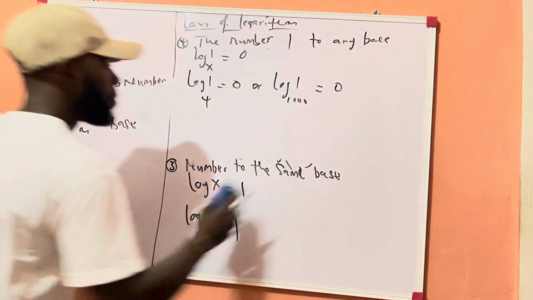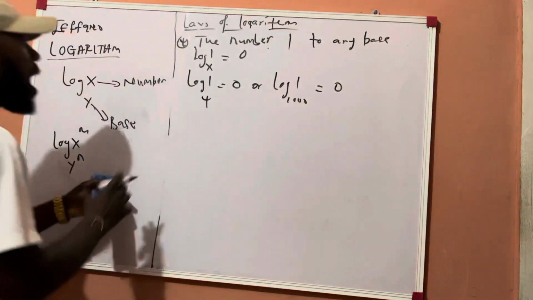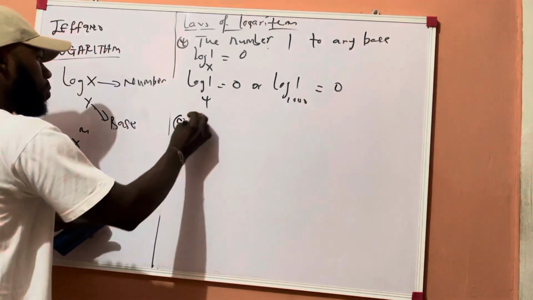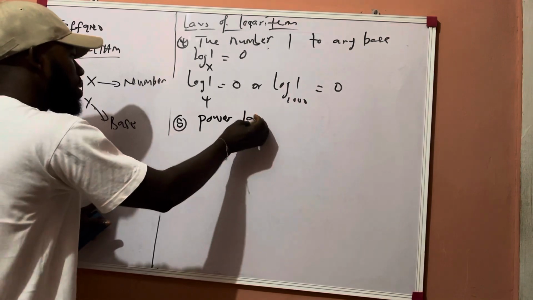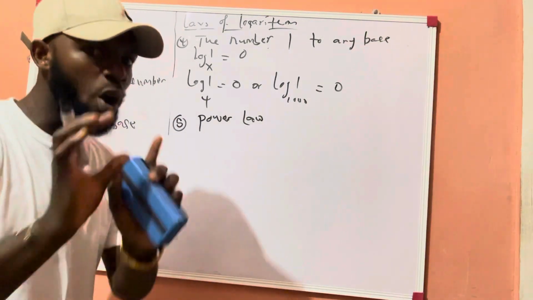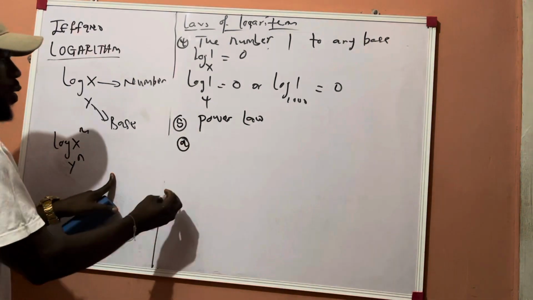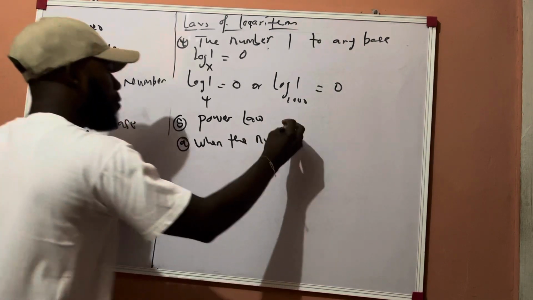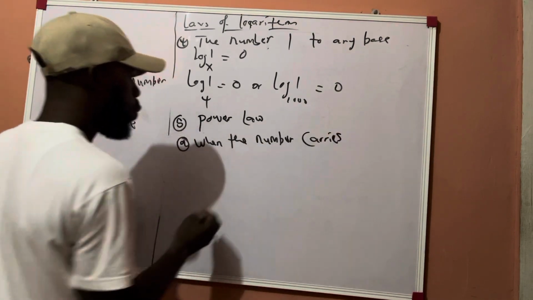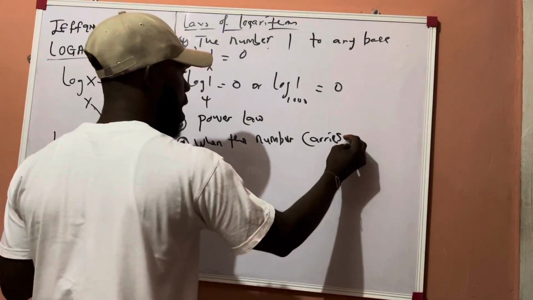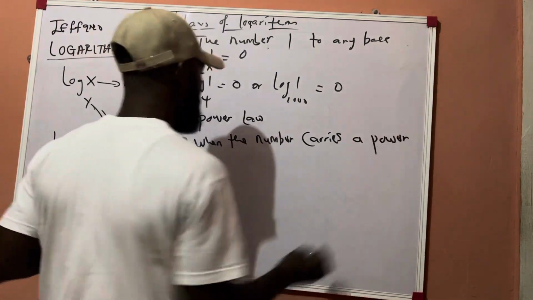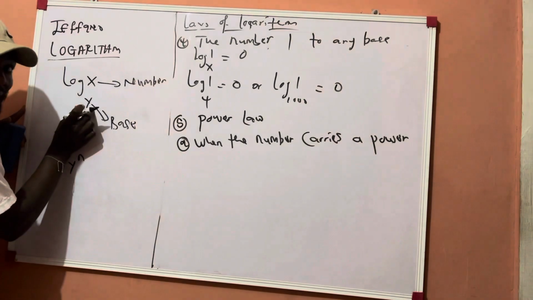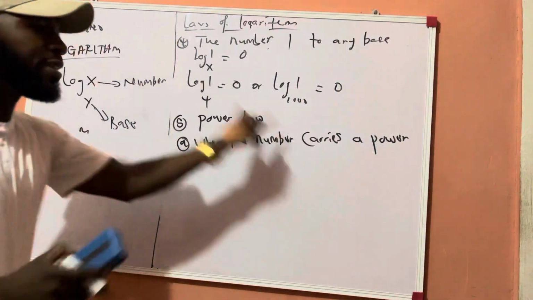Now, without wasting time, log 5. Log 5, I will group into 2, but I call it the power law. I will be discussing it under 2 parts. Now, the A part: when the number carries a power. Remember, when you hear the number, I'm talking about this guy. When I say base, I'm talking about the guy down.